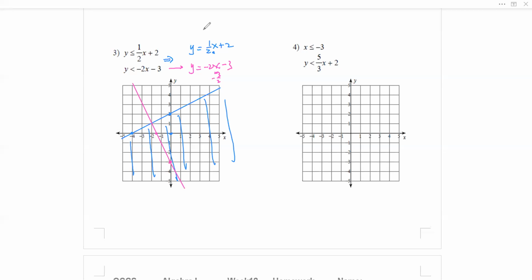So what's the cross point? You guys can find the cross point. It's negative 2, positive 1. Negative 2, positive 1 is the cross point. Since this one doesn't include the equation, it should use a dash line, right? Let me change it here, use the dash line.